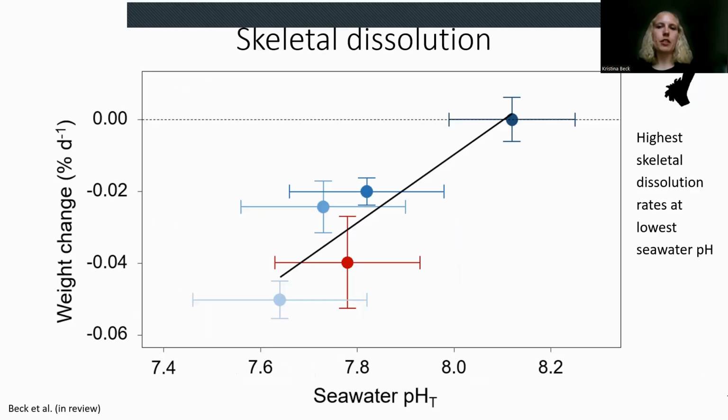And now moving on to the results of the dead skeletons. So this first graph here shows you the weight change of the dead skeletons in all of the pH treatments. And as expected, you can see that the skeletal dissolution rate was highest at lowest seawater pH. So when the aragonite saturation decreases, the coral skeletons start to dissolve, as we would have expected.